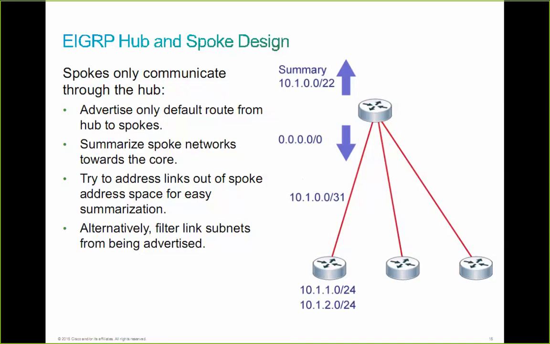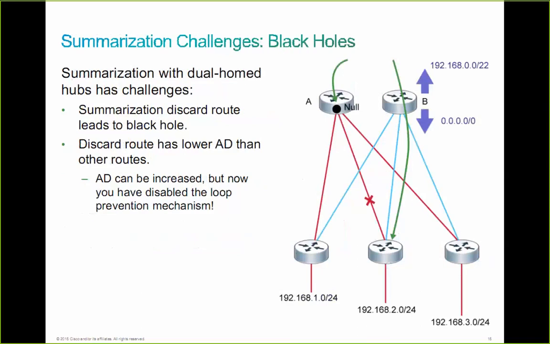Now, obviously, with route summarization, there is the possibility that you could create black holes in routing. And that is something that you definitely have to consider, right? Let's take a look at an example where we see a black hole being created, right? First of all, let's do a little bit of background on summary routes.